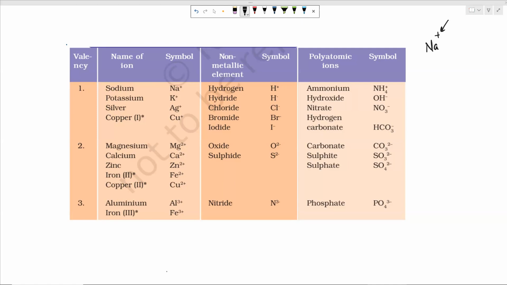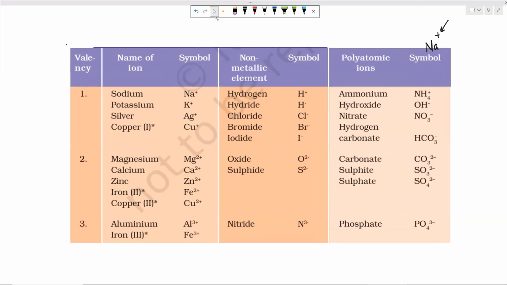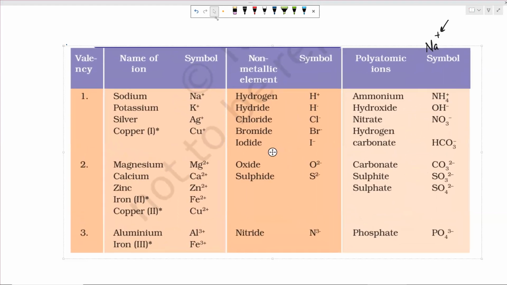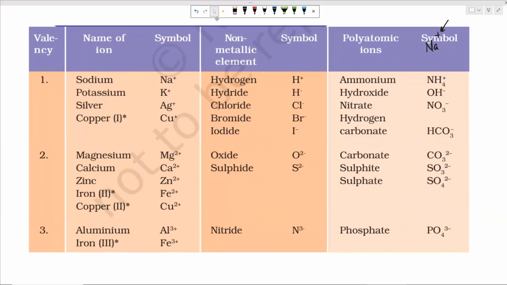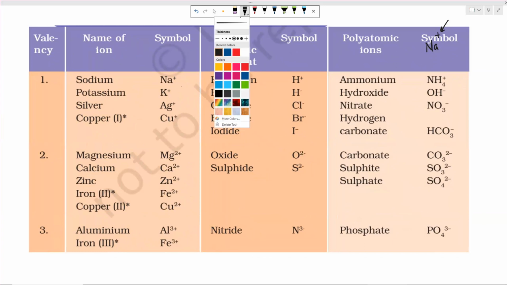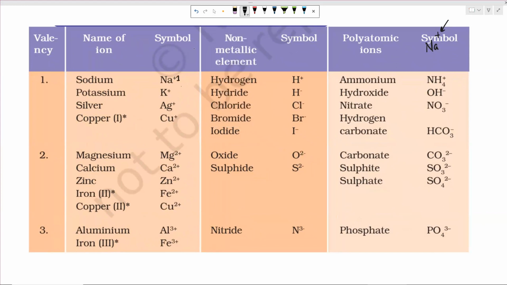Yeah. So if you write this, sodium has valency 1 and the symbol is Na. Okay, write it down that its valency is 1. If it is only a plus sign here, that means its valency is plus 1. Similarly, potassium is also plus 1. These all have plus 1 valency.